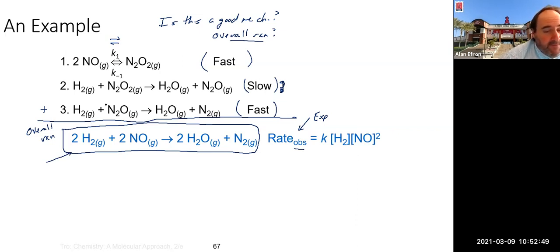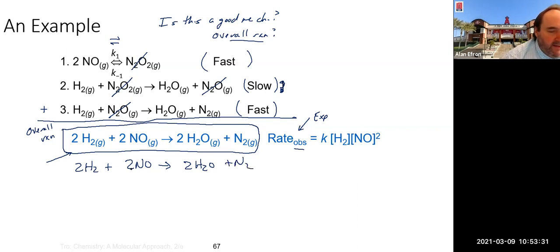We want to look for things on opposite sides of the arrow that cancel. So I see N2O cancels. Anything else that cancels? I have N2O2 on the right, N2O2 on the left, so those cancel. I think that's it in terms of canceling. So we take everybody on the left and keep it on the left. We have two H2s, two NOs, so that's good so far. On the right-hand side, we have two waters, so that's good, and we have an N2.